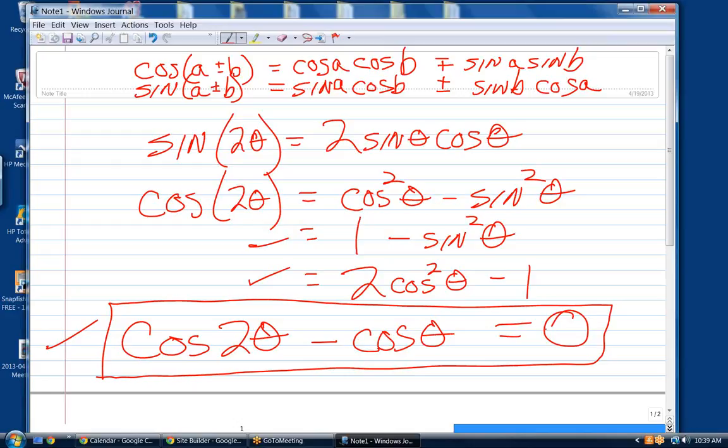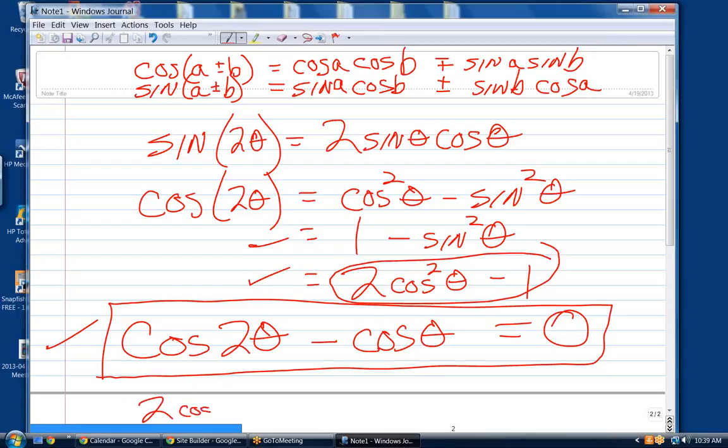Now, if I'm going to treat this as a quadratic, the identity I want to use is this one right here, because then it allows me to write it like this: 2 cosine squared theta minus cosine theta minus 1, here's the minus 1, equals 0. Now I can factor it just like it was a quadratic and solve it. But notice that I had to get it entirely in cosine.